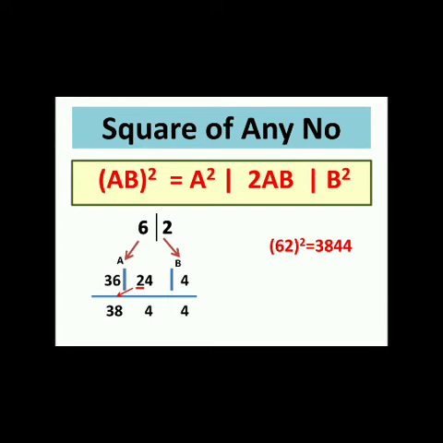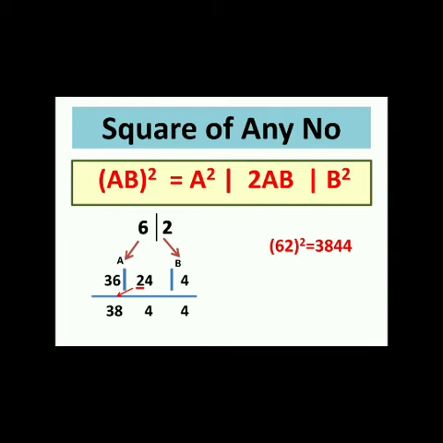Now my number is 62. To find the square of 62, my last digit I'm going to call B and the remaining digit, that is 6, becomes my A. So I'm going to find the square of B, that is 4. 2 ka square is 4. Then 2AB is 6 2s are 12. 12 2s are 24. Then 6 ka square is 36. So I write 36 in the first section.